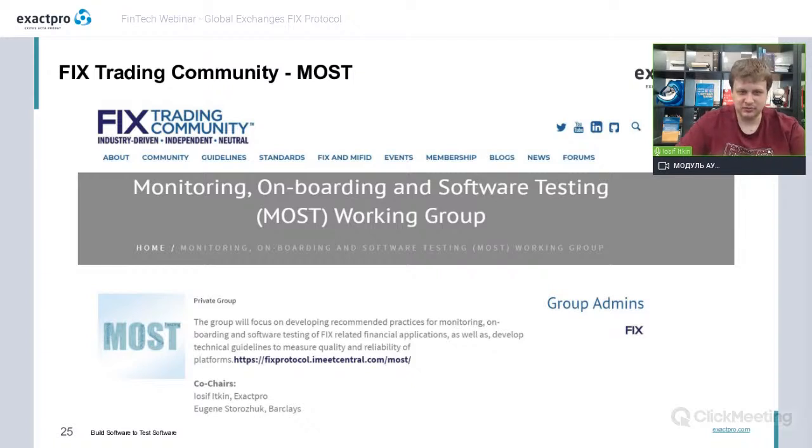There are many interesting working groups on the fixed trading community website, including those dedicated to digital assets, cybersecurity, regulations, etc. One of the working groups is monitoring, onboarding, and software testing. It is very relevant to the things that we do in Exactpro.